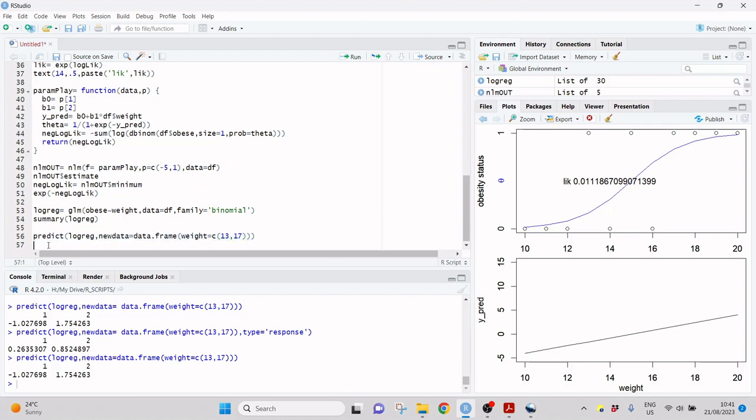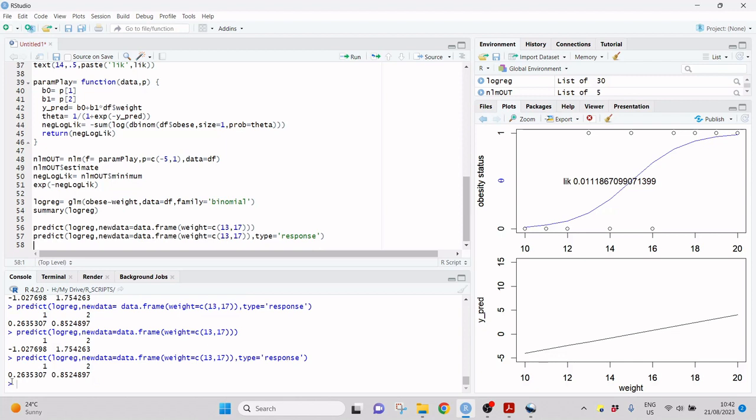In this case, however, there's a way of getting something that's more interpretable. What we do is in the command above, we just type equals response. And now we get values of 0.26 and 0.85. And now if you go here, you see that you're actually in the upper plot. So 13, we got a value of 0.26. And for 17, we got a value of 0.85. So these ones are now our theta values. These ones are our coin biases.